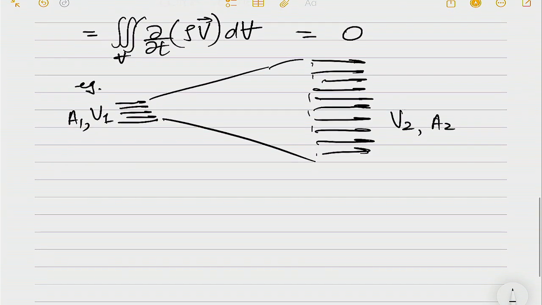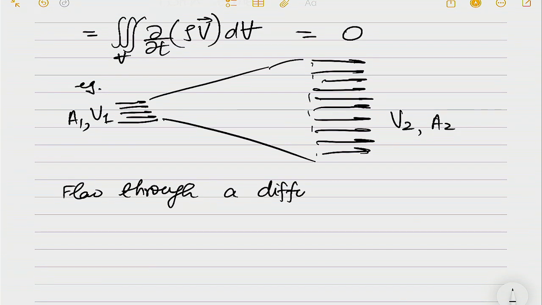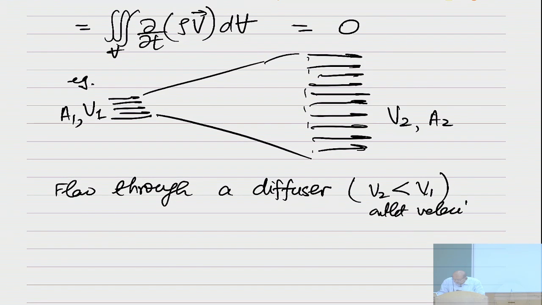Let us look at flow through a diffuser. Diffuser means something where the velocity decreases. So this is what we call a diffuser. Outlet velocity is less than inlet.